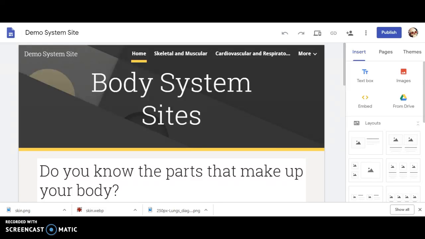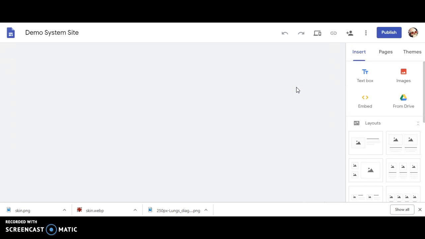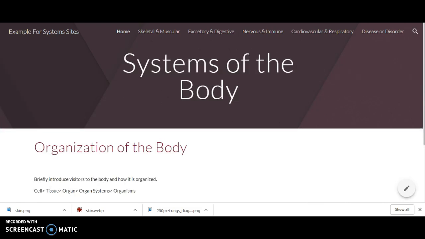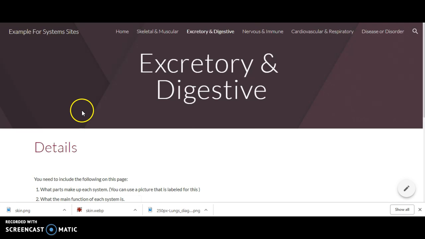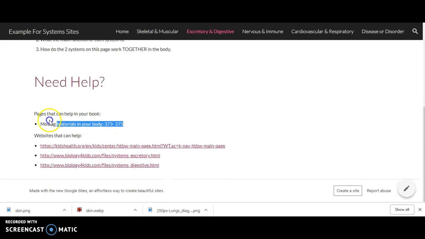All right, so today you should be working on your digestive and excretory system page. If we look at the example site and what is needed on the excretory and digestive site, we have, again, the parts that make up each system. And you can use a picture, the main function of each system, and how the two systems work together. And again, you have pages in the book to help you as far as how they work together, moving materials in your body.